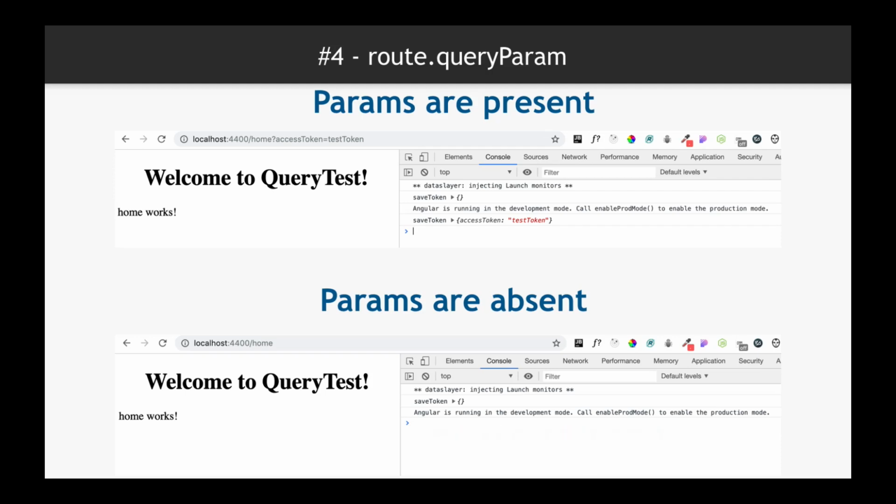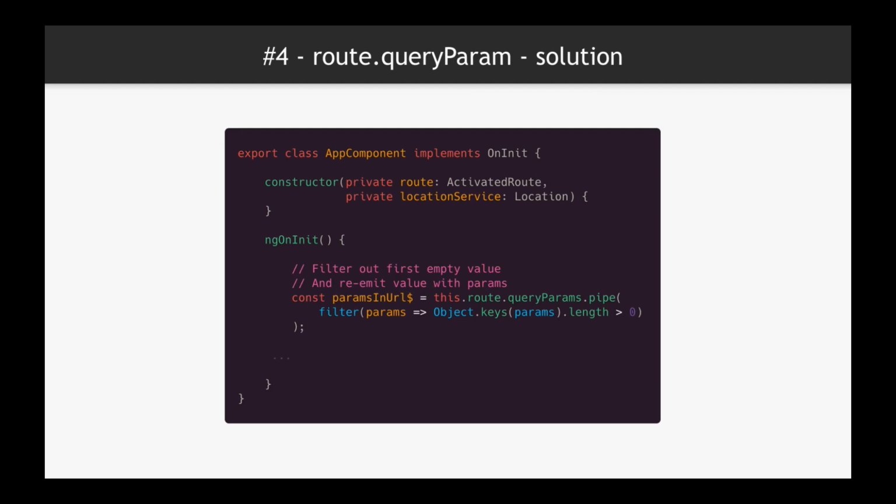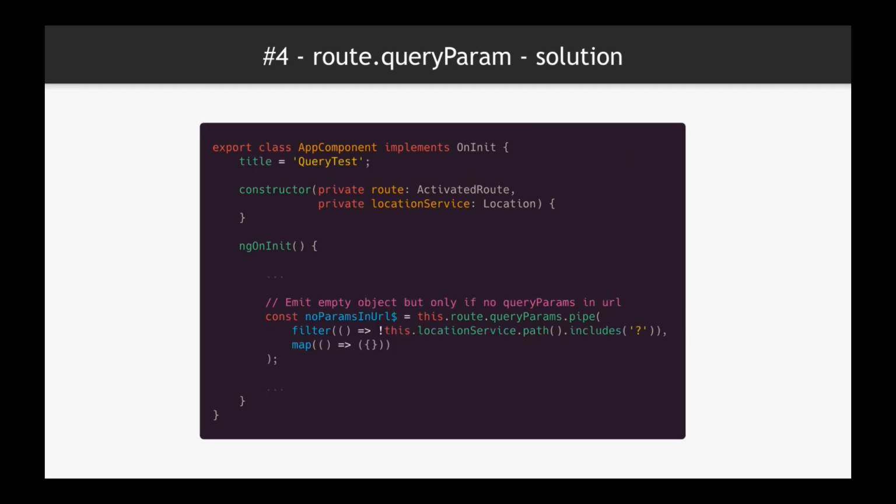How to solve it? RxJS can help us here. We will create two observables from ActivatedRoute.queryParams. First, params in URL observable will emit if query params value is not empty. Second, no params in URL observable will emit empty value only if no query params are located in URL.